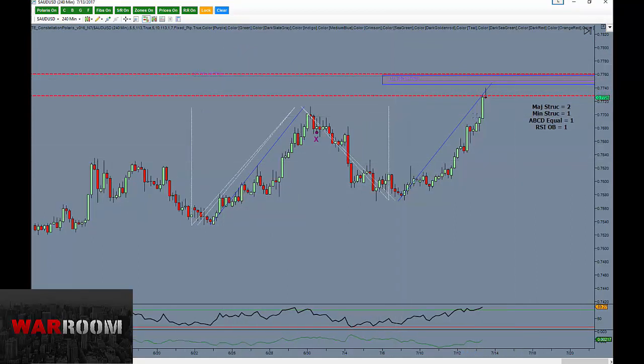Okay, and the more confluence you get in here, and the more confirmation you get in here, trying to think like the other trader, you know, how many people are trading ABCD, equal measured moves? How many people are trading off of minor structure, major structure? How many traders are trading off of fib ratios? How many traders are trading off of when the RSI goes overbought and a pin bar or a double top? So that brings us on to the next one.